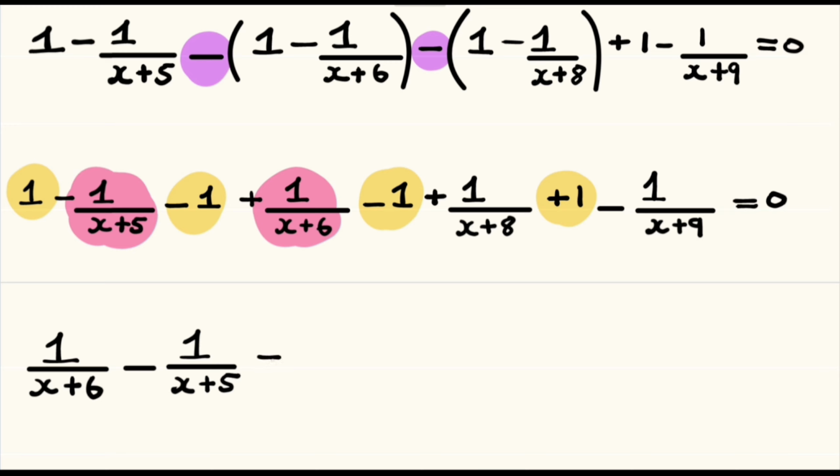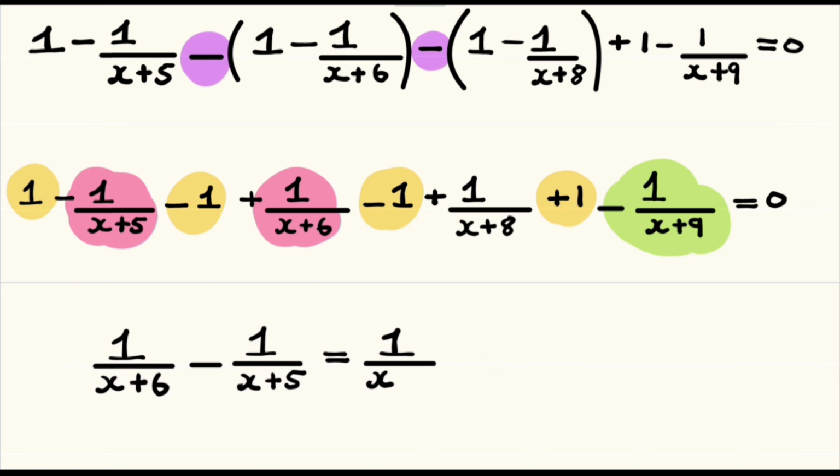We transpose the rest of the terms to the right. So we start with that negative 1 over x plus 9. It will change sign to positive 1 divided by x plus 9. And the positive 1 over x plus 8, we transpose it to the right, it will change sign to negative 1 divided by x plus 8.